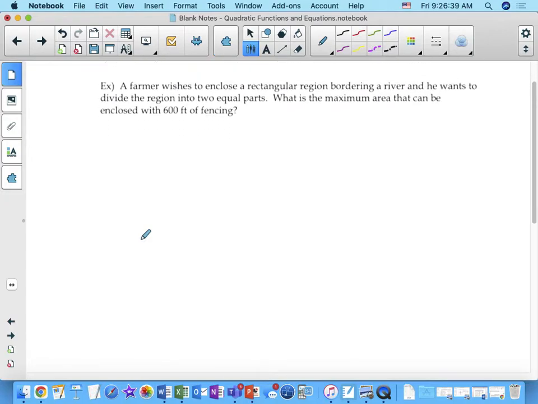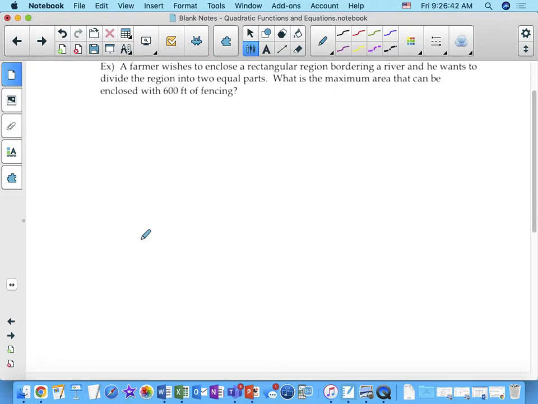Okay, so a farmer wishes to enclose a rectangular region bordering a river, and he wants to divide the region into 2 equal parts. What is the maximum area that can be enclosed with 600 feet of fencing? Okay, where do you think would be a good place to start with this one? What do you think would be a good thing to do?